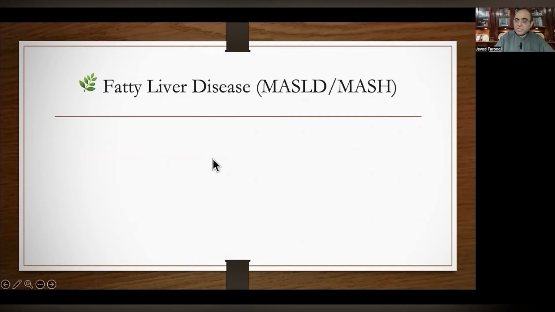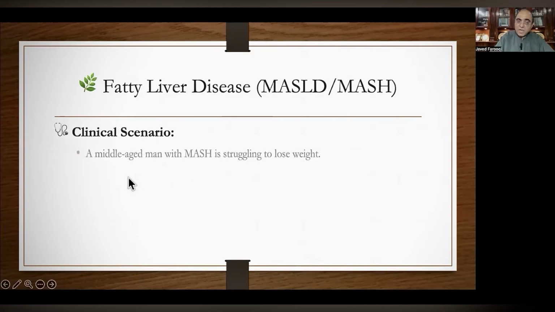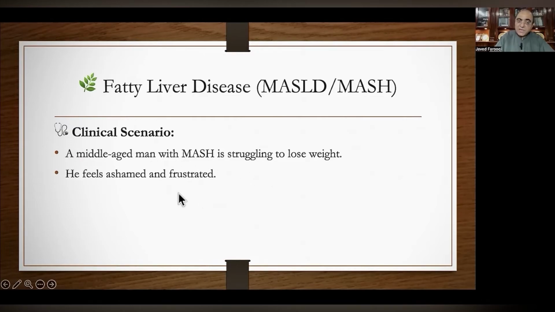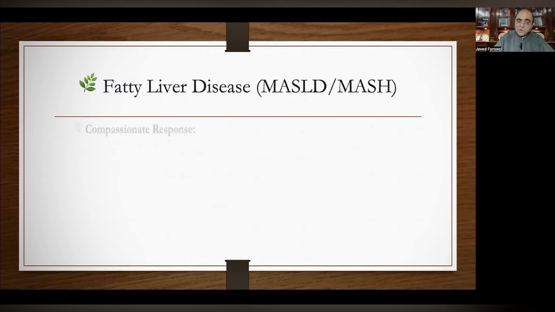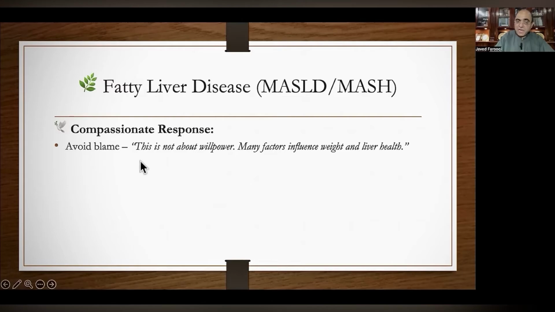Let's go to another example, the most common one, the fatty liver disease, MASLD and MASH. Clinical scenario, for example, a middle-aged man with MASH is struggling to lose weight. He feels ashamed and frustrated. So your compassionate response in such case may be, avoid blame. This is not about willpower. You can say this. Many factors influence weight and liver health.